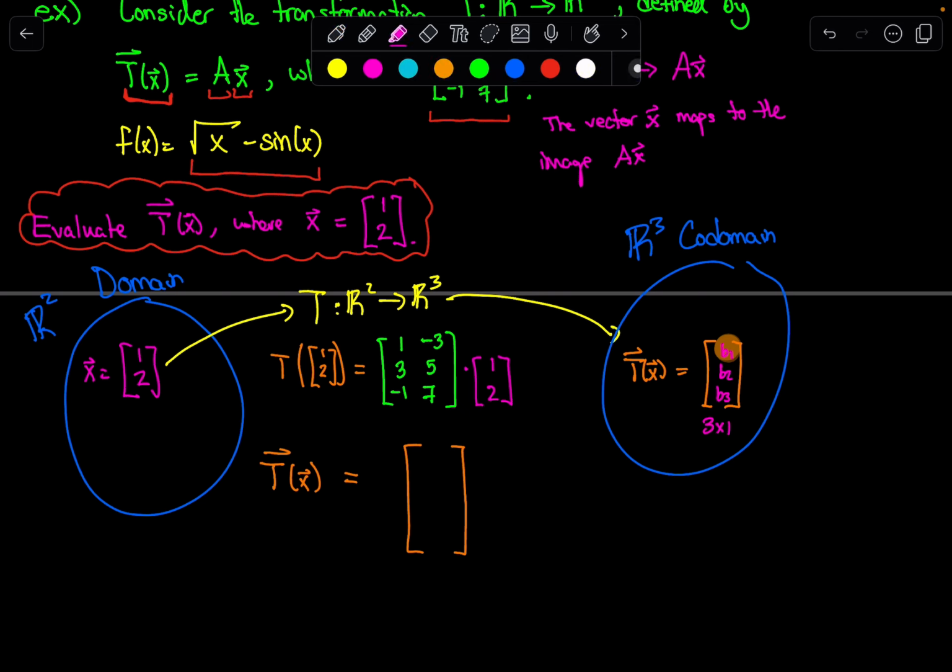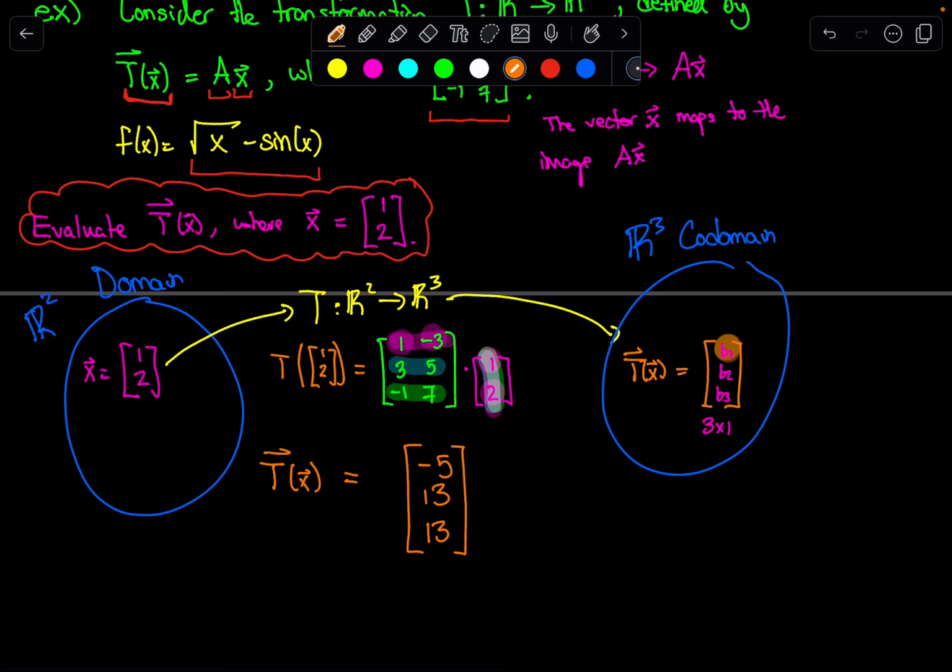So we're just going to do row, column, row, column. If I do row times column here, we get 1 times 1 is 1, and then -3 and 2 is -6, so this is going to be -5. Then we do the next one over, so we get 3, 5, and then 1, 2. So 3 times 1 is 3, 5 times 2 is 10, so this gives us 13. And then last but not least, we have -1, 7, dot 1, 2 again, and so -1 and 1 is -1, 7 and 2 is 14, that's going to give us a positive 13.